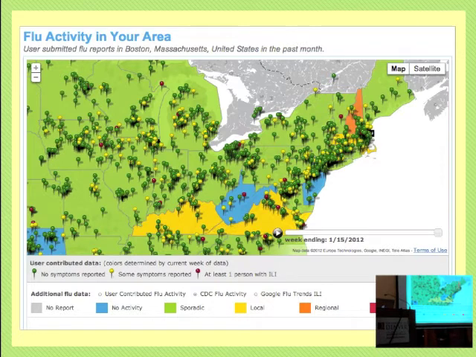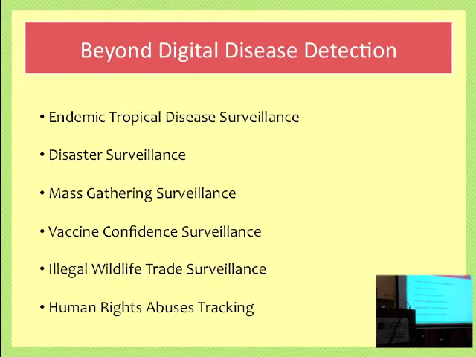Right. So the next thing that we're trying to do is take digital disease detection beyond simply detecting epidemic diseases. Some of the things we're trying to do is a little bit more surveillance in different ways. We're doing some tropical disease surveillance of endemic diseases, so not the epidemic diseases, but endemic diseases that are there constantly. Disaster surveillance, mass gathering surveillance for things like the Super Bowl or the Hajj, or we've done it for the Olympics, and we've done it for the World Cup. Vaccine confidence surveillance, which is something that I'm very interested in. Trade in illegal wildlife. This is something you can also track using digital disease detection technology, and doing some human rights abuse tracking, which I'll go over.